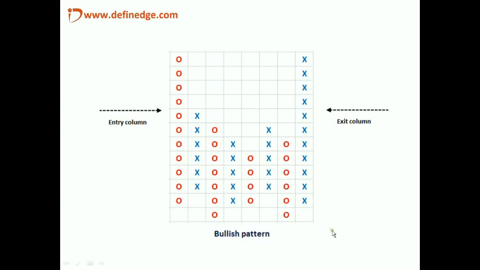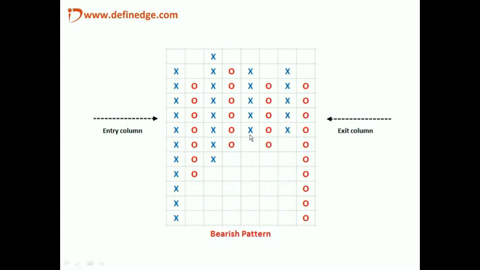So have a look at this image. This is a bullish pattern, and entry into the pattern is from the column of O, and exit from the pattern is by column of X, and what happens in between is a consolidation or congestion. Right? Same way, this is the bearish pattern. Entry into the pattern is by column of X and exit by column of O, and there is a consolidation or congestion in between. You can call it distribution.